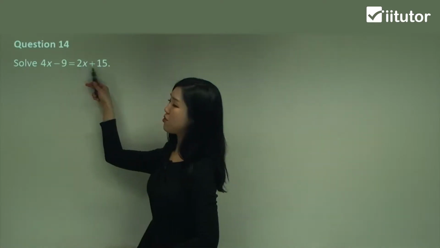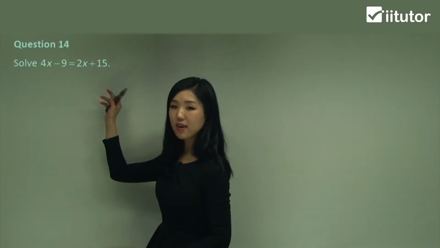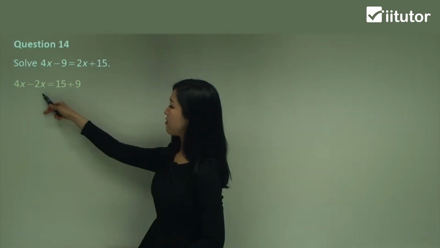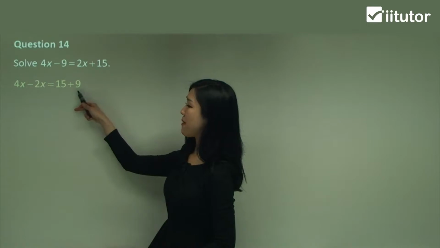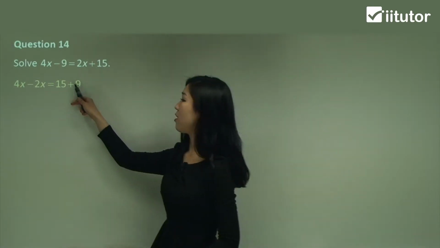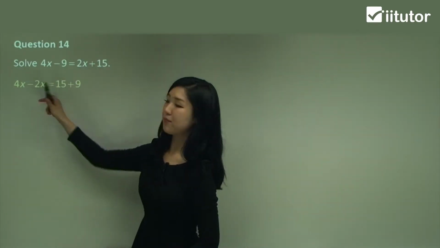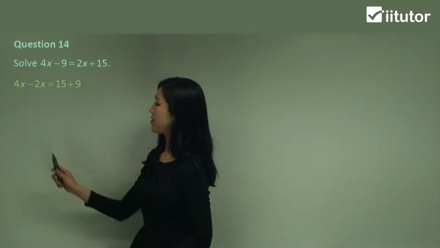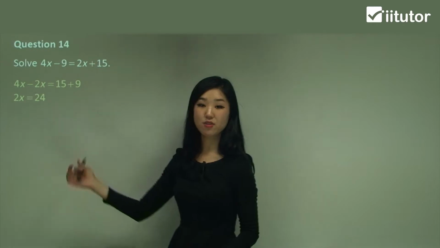Question 14. Now 4x minus 9, we have 2x plus 15. Do the same thing. Gather your x's on your left. So move your 2x by subtracting 2x. Move your negative 9 by adding 9. Okay, so see how I switch the signs? Yeah? So now do the same thing. 4x minus 2x is 2x. 15 plus 9 is 24.